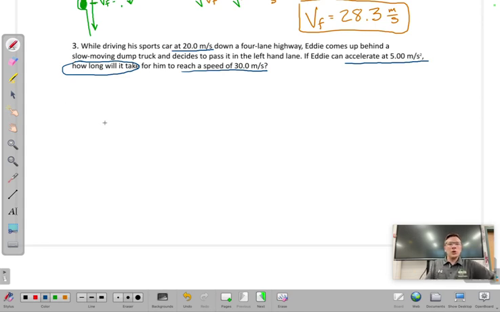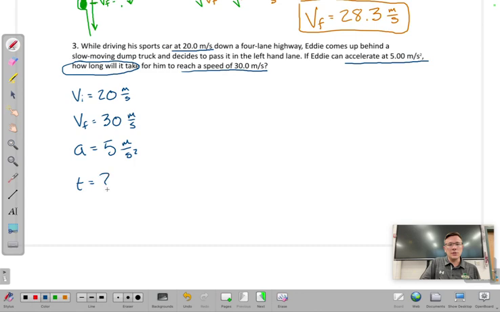When looking at this, I see I've got two velocities here, two speeds: 20 meters per second and 30 meters per second. One of them's the initial, one of them's the final. He's driving a sports car at 20 meters per second. He then accelerates to pass it and does that by reaching a final speed of 30 meters per second. So initial is 20 meters per second. Final velocity is going to be 30 meters per second. The acceleration it gave us was 5 meters per second squared. And it's wanting to know how long this is going to take.